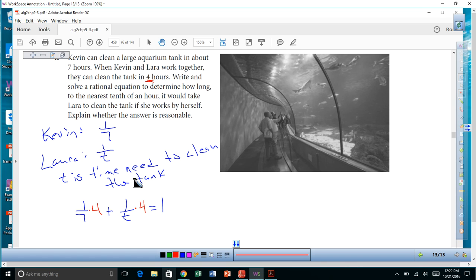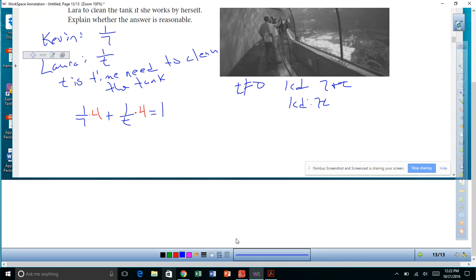Well, what's the excluded value? Well, t here cannot equal 0, because if it equals 0, then you have undefined. The least common denominator, well, we have a 7 and a t in there, so the least common denominator is going to be 7t. So we're going to multiply everything by 7t.